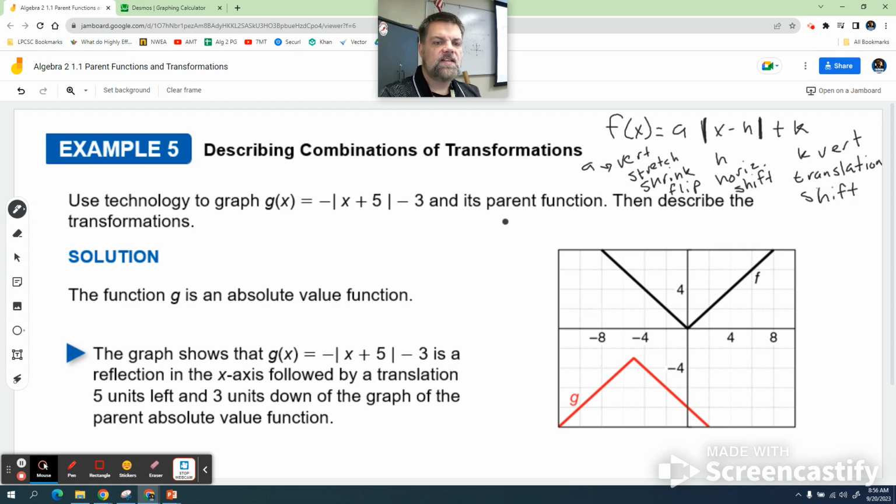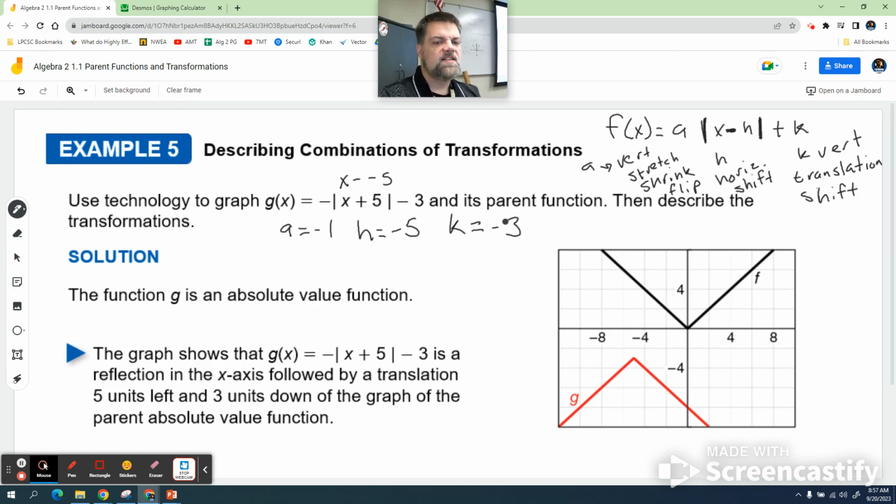So when I look at this, for g of x, a is equal to negative 1, isn't it? H is tricky because h is equal to what? You're half right. The formula has a minus sign, so technically when you see x plus 5, you've got to think to yourself, well, it should be minus 5, right? So h is technically negative 5. And then k is equal to negative 3.